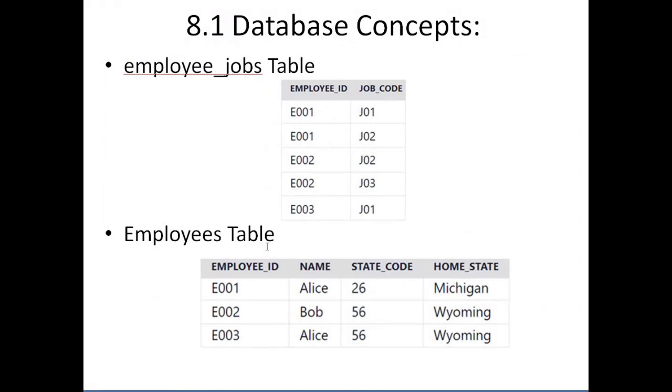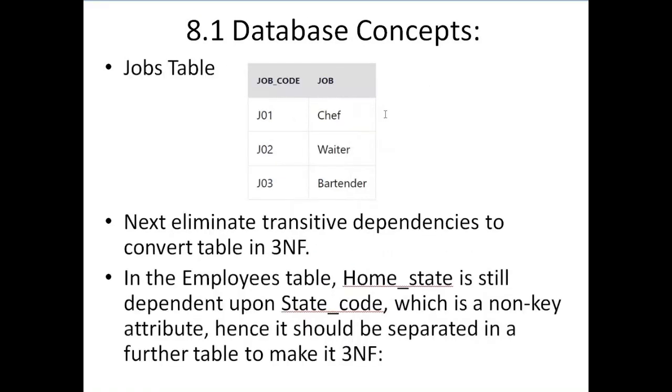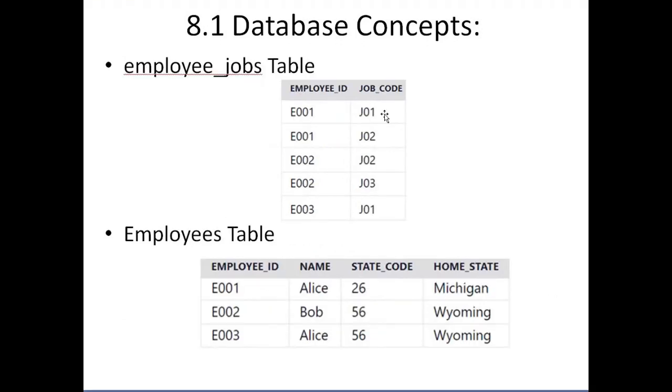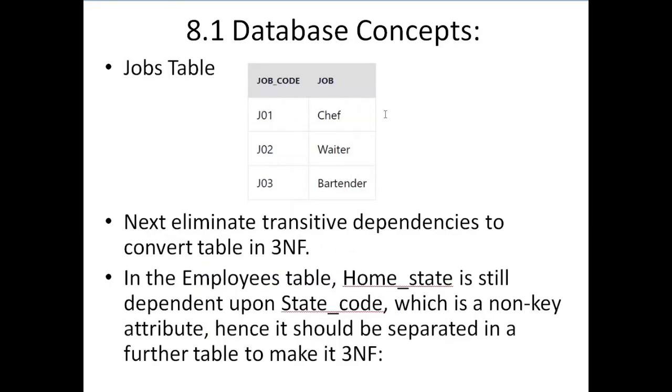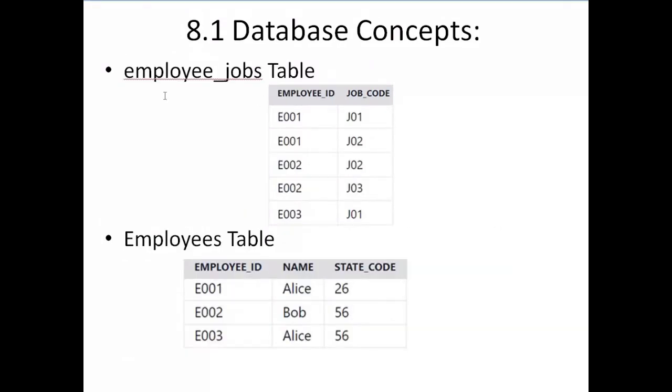Now, non-primary key attributes should not be dependent upon other non-primary key attributes. Can you spot where they are present? See, in the employees table, home state is still dependent upon state code, which is a non-primary or non-key attribute. Hence it should be separated into a further table.